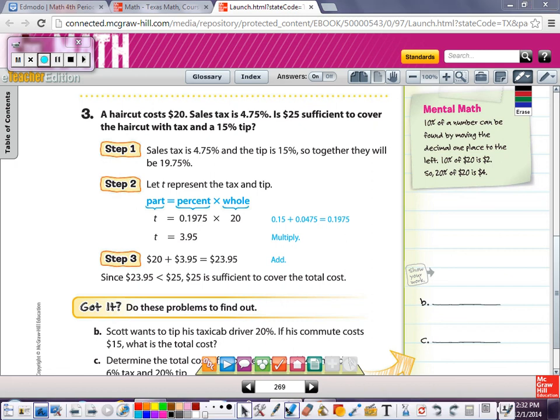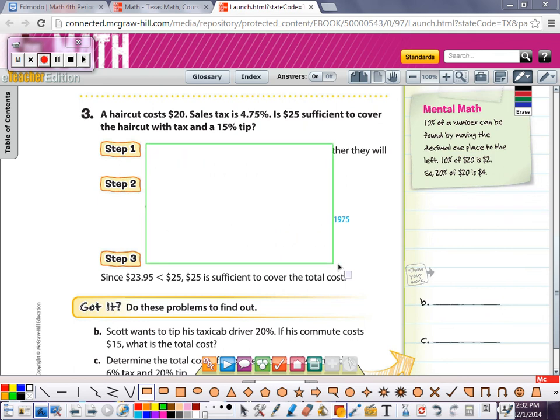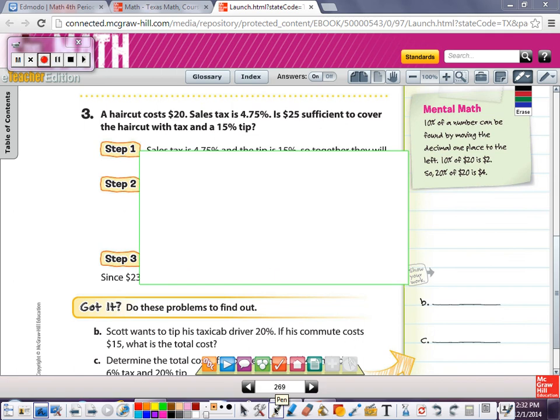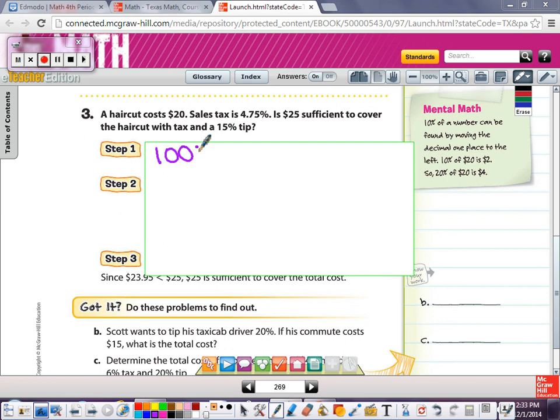So let's go ahead and get a blank screen here that we can draw with or write on. I'll take everything right off the screen. And let's go ahead and begin. Okay, let's talk about percents. We know that we're going to pay 100% total for the haircut because we can't not pay for the haircut. We also know that we want to leave a 15% tip. And we know that we have to pay a 4.75% sales tax rate.